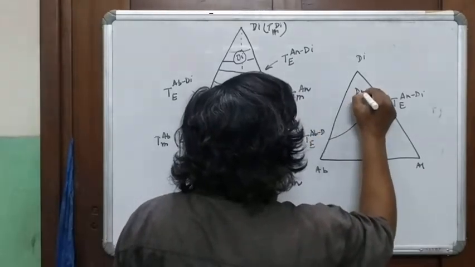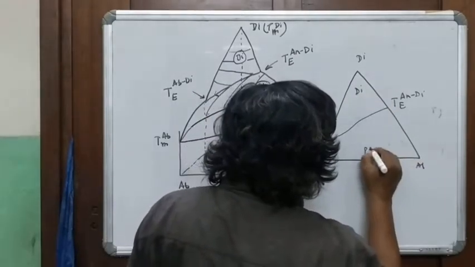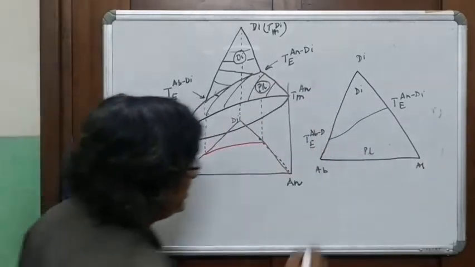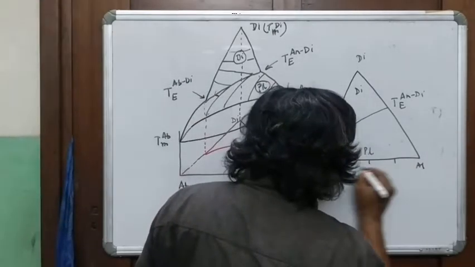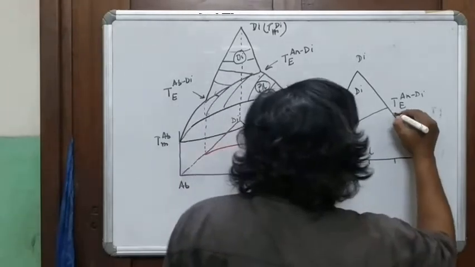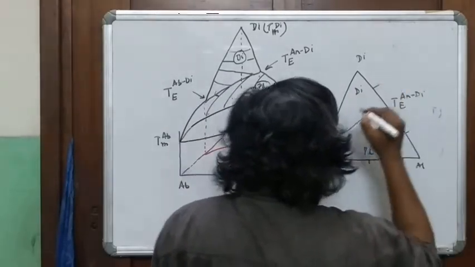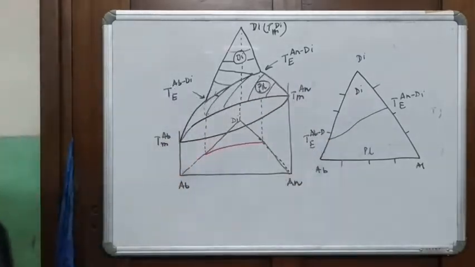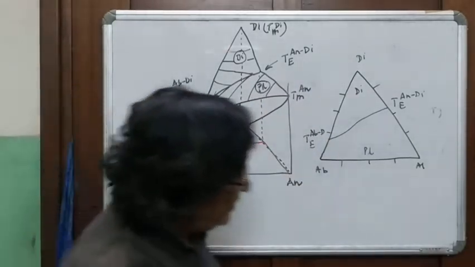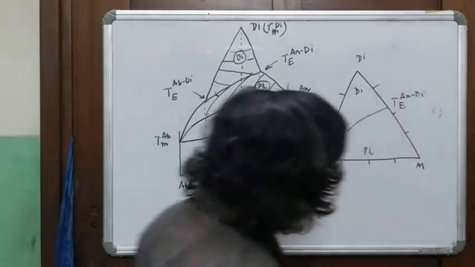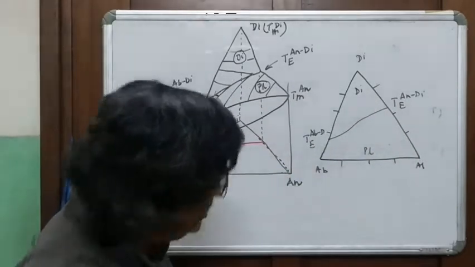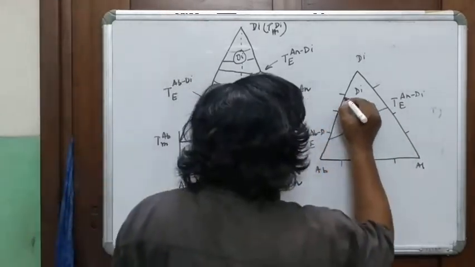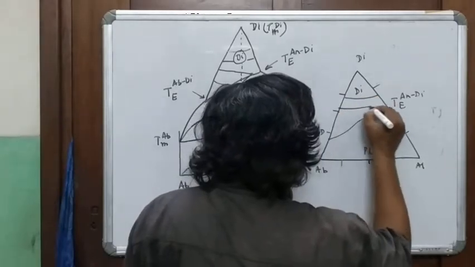This is the diopside phase field, and this is the plagioclase phase field. And this is 50, 25, 75, 50, 25, 75, 50, 75, 25, and that's how the calibration goes. The isotherms would look like this.